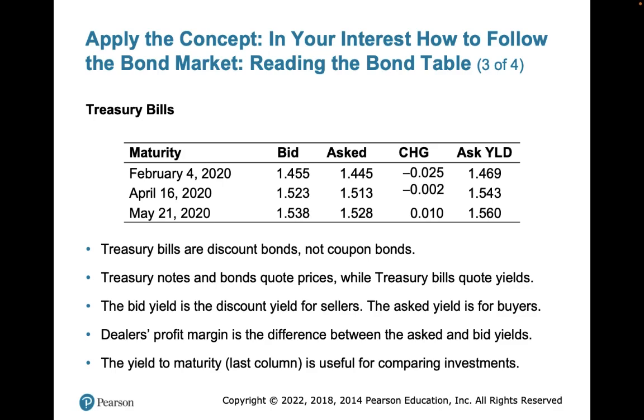So treasury bills are discounted bonds, not coupon bonds. This you should know about treasury bills. Treasury notes and bonds quote price, while treasury bills quote yield. The bid yield is the discount yield for sellers. The ask yield is for buyers. The last profit margin is the difference between the ask and the bid yield. And the yield to maturity, which is the last column, YLD, is useful for comparing investments.